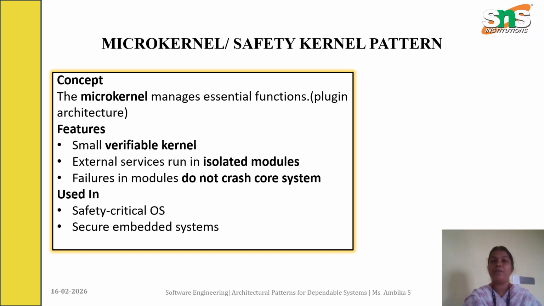Next one is the microkernel or safety kernel pattern. Here the microkernel manages the essential functions only, that is, the functional requirements. Non-functional requirements are executed in separate modules, so in case of any failure, it won't affect the essential functions. The features include a small verifiable kernel, and external services are executed in isolated modules. So a failure will not crash the core system. Examples are safety critical operating systems and secure embedded systems.